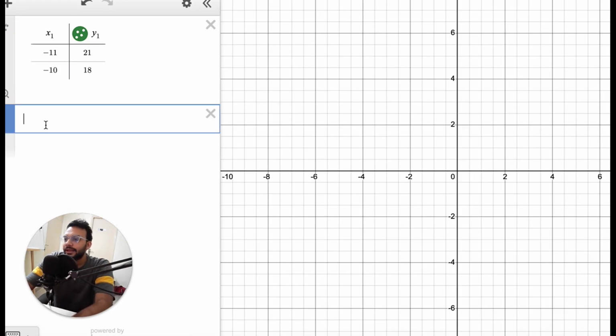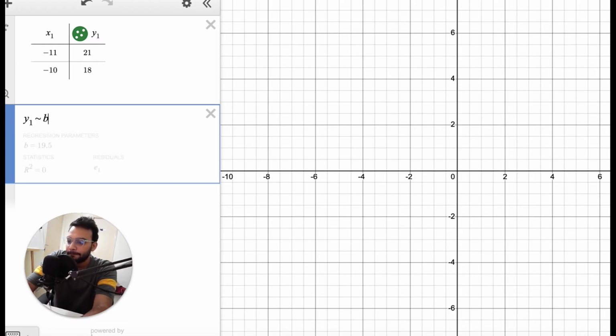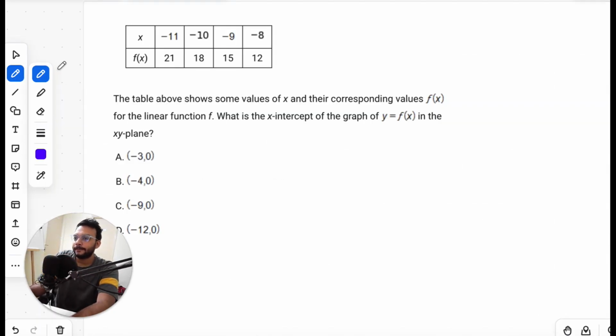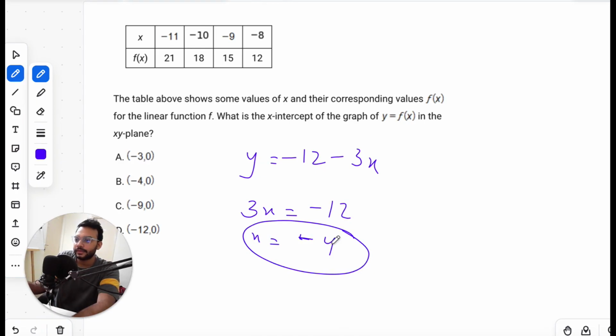Okay. Now what do we do? You directly go for regression. y1 tilde b0 plus b1 x1. Here's the thing: b0 is the y-intercept. So you get y is equal to negative 12 minus 3x. Put y equal to 0. 3x is equal to negative 12. X is equal to negative 4. Done. So option B, negative 4 comma 0.